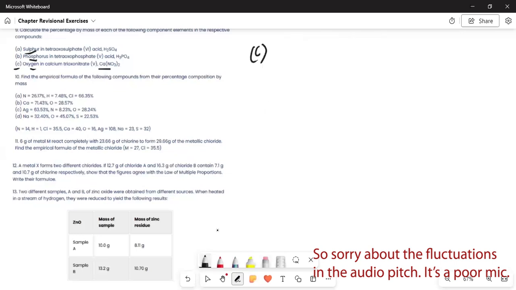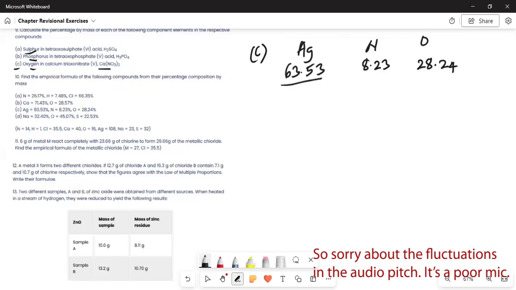In question C, silver percentage by mass is 63.53. Then you have nitrogen, percentage by mass is 8.23. And then oxygen, percentage by mass is 28.24. Calculating the mole ratio of each of these component elements, we divide by their respective relative atomic mass.